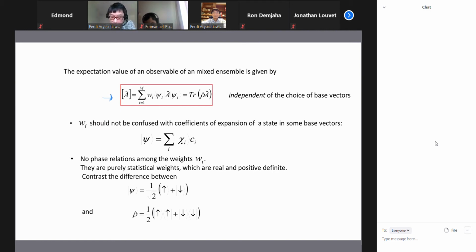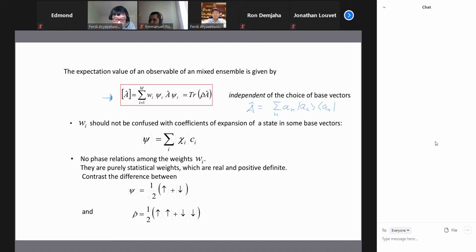So the interesting thing here is that because it is a trace, it is independent of the choice of the basis vectors. Of course, the ensemble average depends on the eigenvectors of A, in the sense that A can be written as a sum over the eigenvectors. But the trace itself is independent of the choice of basis vectors, so we can calculate it in any basis, as long as the set of basis vectors spans the Hilbert space in which the density operator is defined.